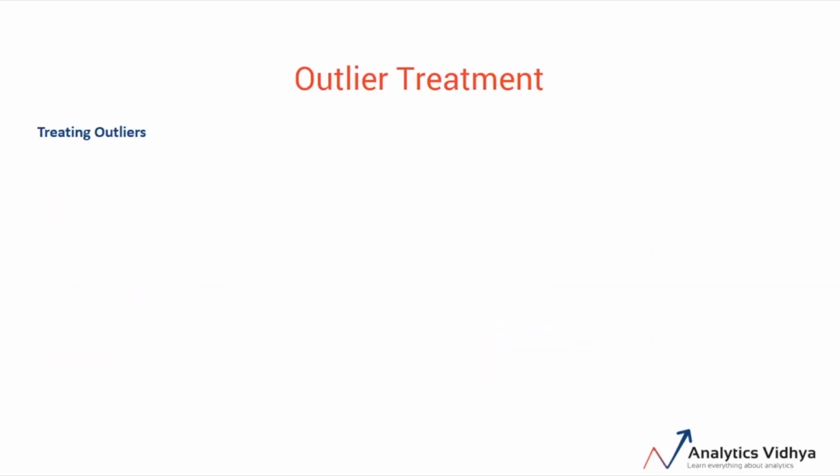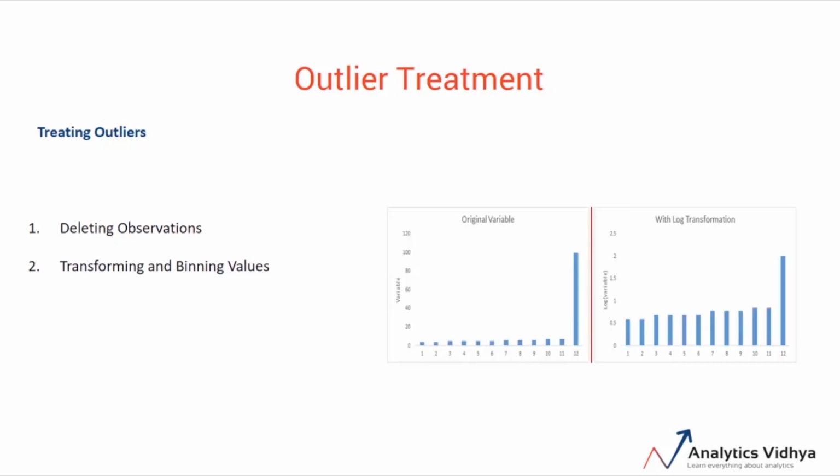Now let's have a look at how we can treat these outliers. The first is by deleting these outliers. Second is by transforming and binning the outliers. For example, this is the original variable which has this outlier present. So what we can do is transform this variable using the log transformation and convert it into this. So now we can see that although the 12th value is still very large, it is not as large compared to other values as it was when previously untransformed. So this is how transformation helps us in treating outliers.